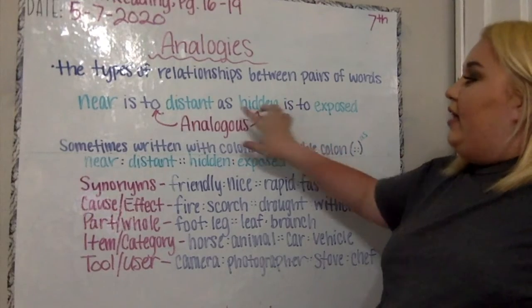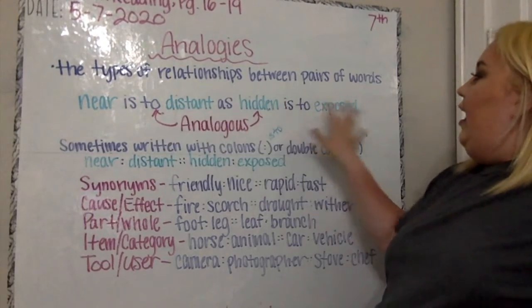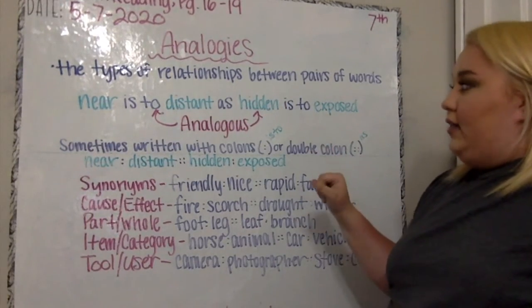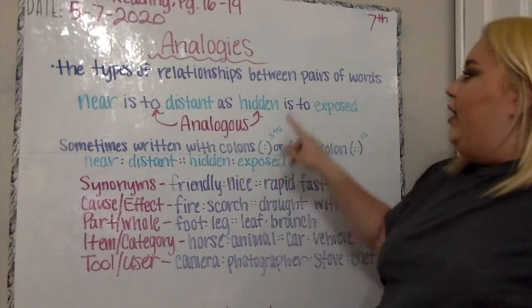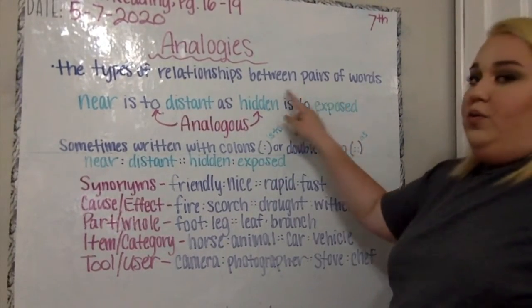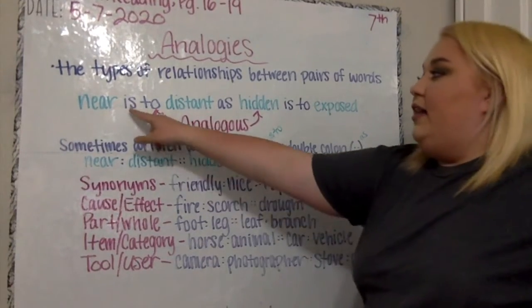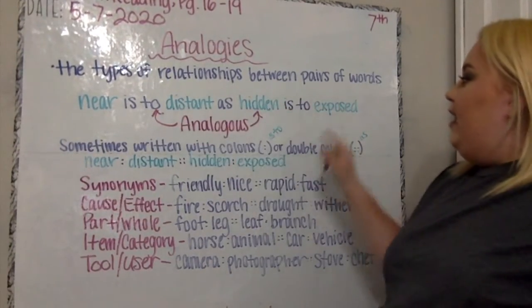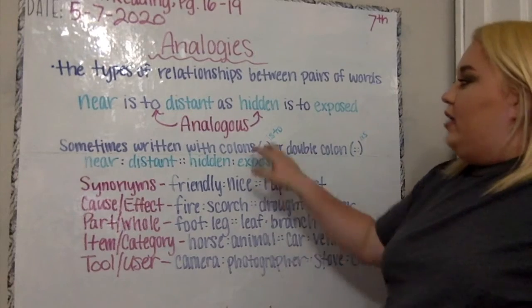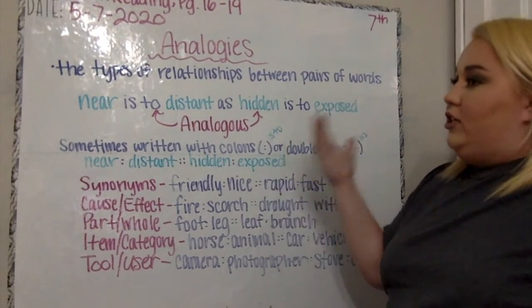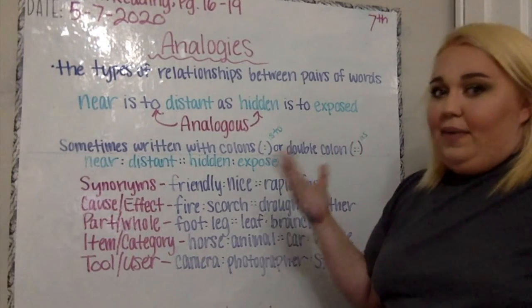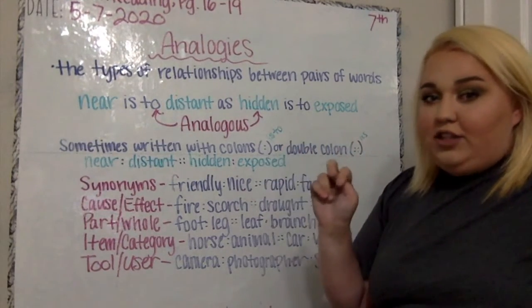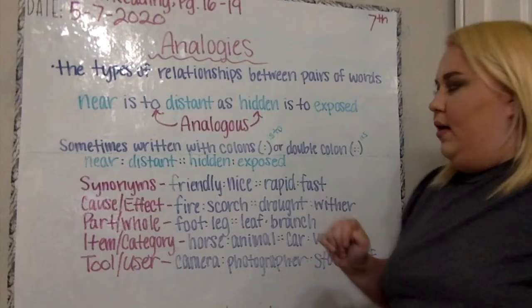So near and distant and hidden and exposed are antonyms. So they're saying these two words are different in the same way these two words are different. That's why they say near is to distant as hidden is to exposed. And these are analogous, which just means that they are antonyms, they're the opposite of each other. They don't mean the same thing.